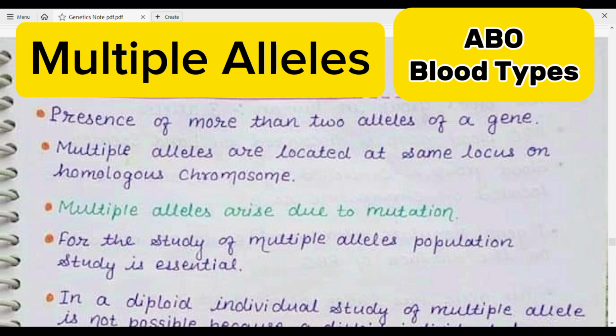And we know that homologous chromosomes are those chromosomes which have the same shape, structure, and function. And locus means the position where the gene is present, where the allele is present. It is known as locus.